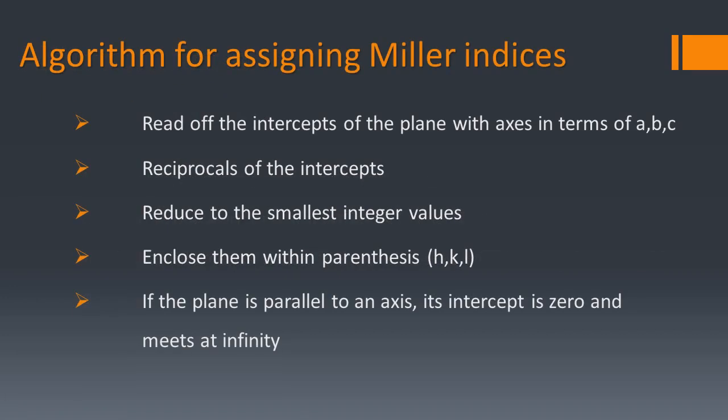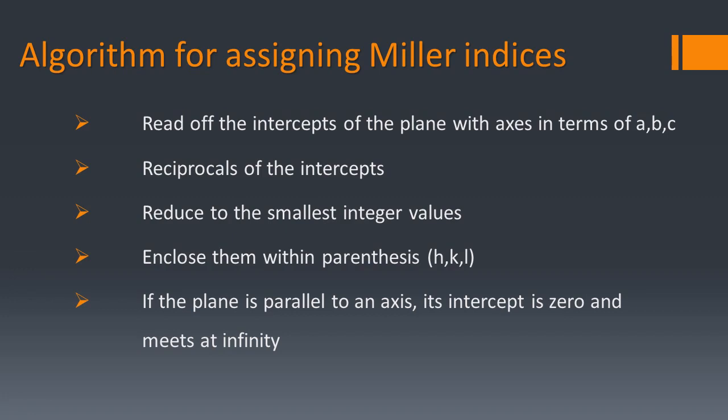The next one is very important in terms of assigning the values of Miller indices. There is a set of algorithms given here. Following these algorithms, we have to find the value of Miller indices. The first one is to read off the intercepts of the plane. The intercepts on the axes x, y, z are termed as A, B and C. We already discussed this.